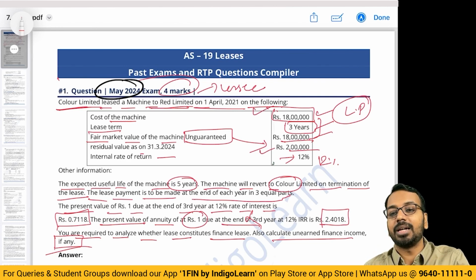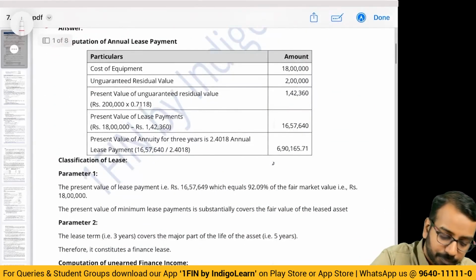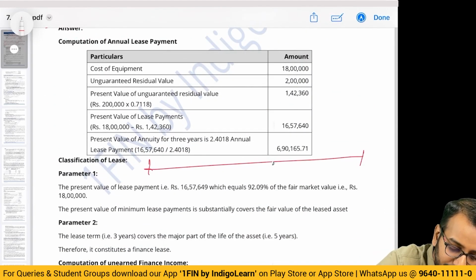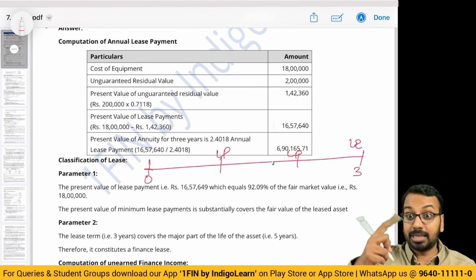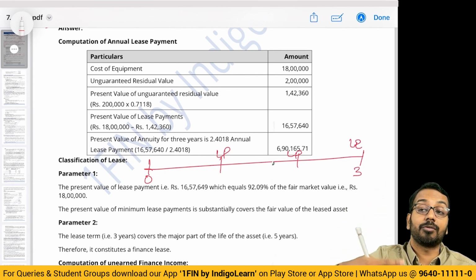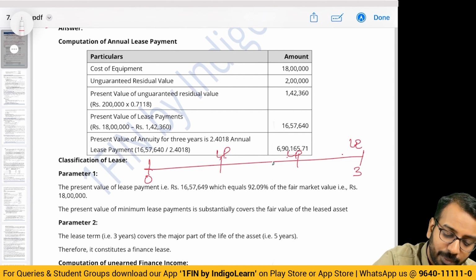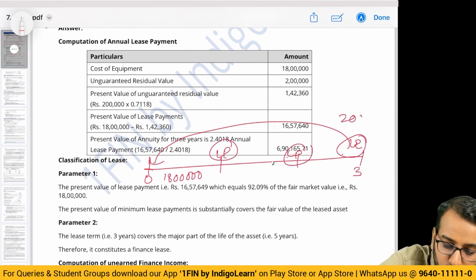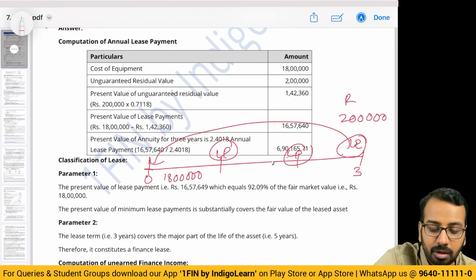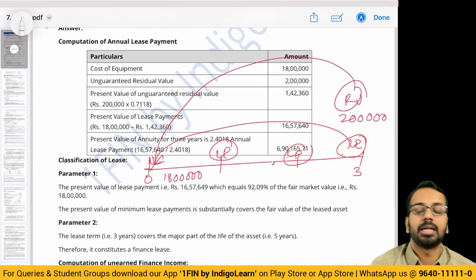Now, how do we calculate lease payment? Understand this. We are at the beginning of year 0 and we are looking at a 3-year period, 1, 2, 3. There is some lease payment. Think of it from the point of view of the lessor. The lessor will get this lease payment. You have to bring it to present value such that the present value is 18 lakhs. Now, not only 3 lease payments, at the end of third year, 2 lakhs worth of residual value will also come back to the lessor.